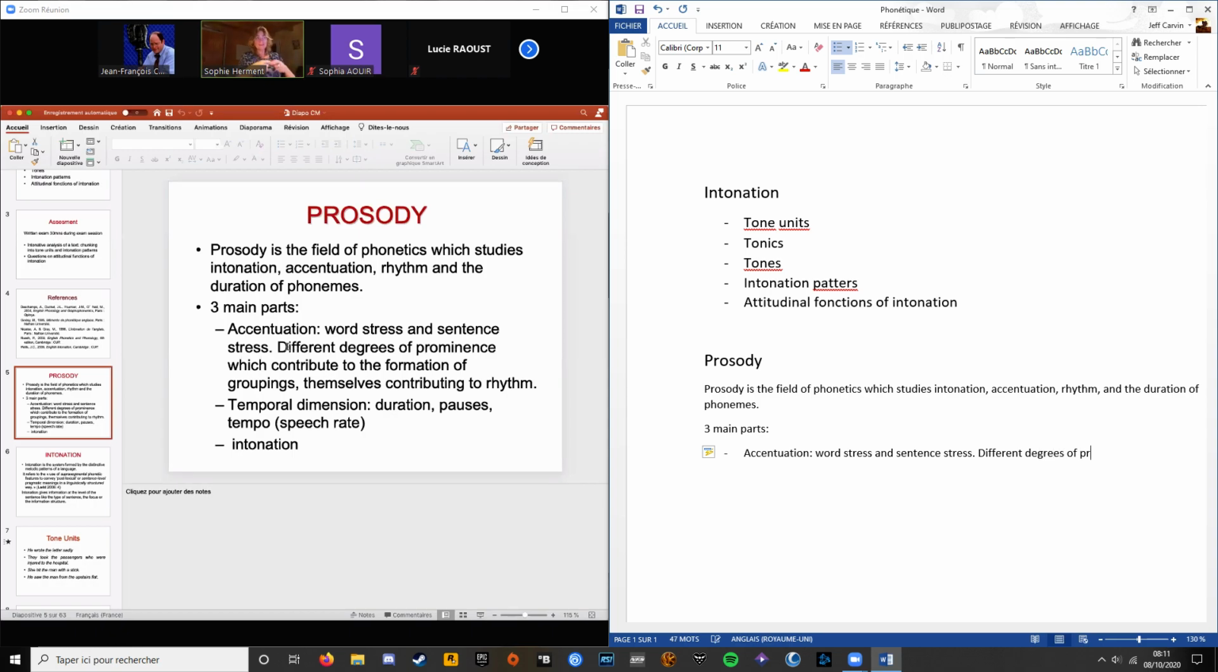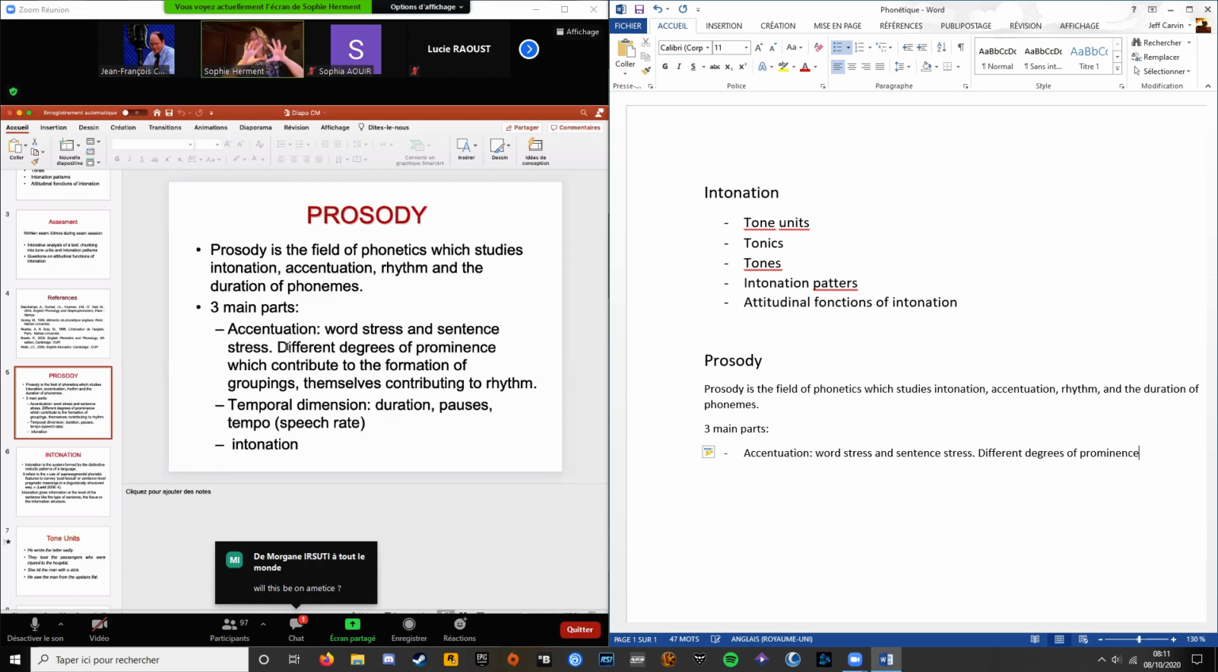So in fact, intonation is part of prosody. Prosody is larger than intonation. Okay.